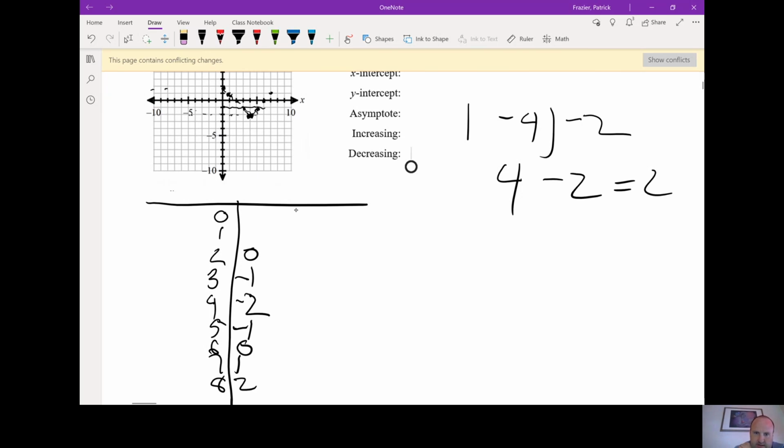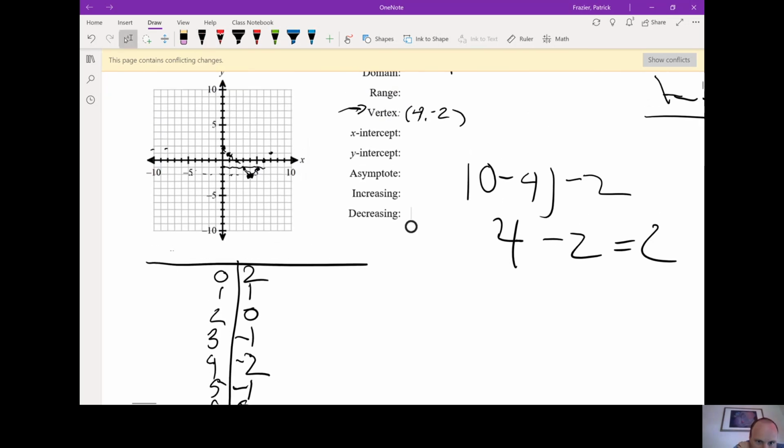And other direction, 1. 1 minus 4 is negative 3. Absolute value of negative 3 is positive 3. 3 minus 2 equals 1. And then when x equals 0, 0 minus 4 is negative 4. Absolute value of negative 4 is just 4. 4 minus 2 equals 2.